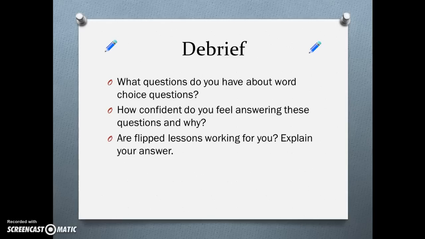Finally, are flip lessons working for you so far? Are they helpful in any way? Do you like this way of working? Because obviously it is a new strategy that we're trialling with this class, and I would like you to explain your answer. So if they're working for you, what's good about them? And if you're not finding them helpful yet, what could we do to make them better?